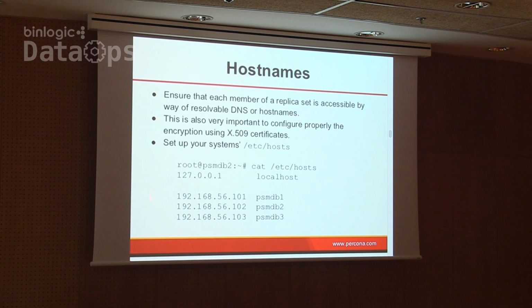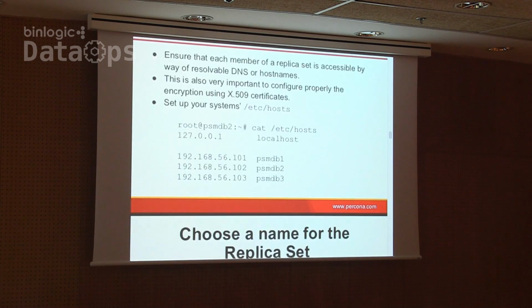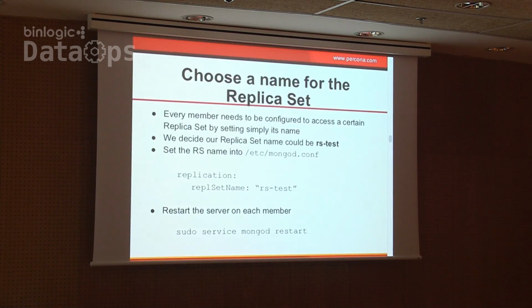So what we need to do is to define our host names into the etc hosts file. On each node, we need to define the host name of all the nodes of the cluster. Very simple. So that's all. We just need to be sure that we don't have connectivity issues between the nodes, and what we need to do to configure a replica set is just to choose the name of the replica set.